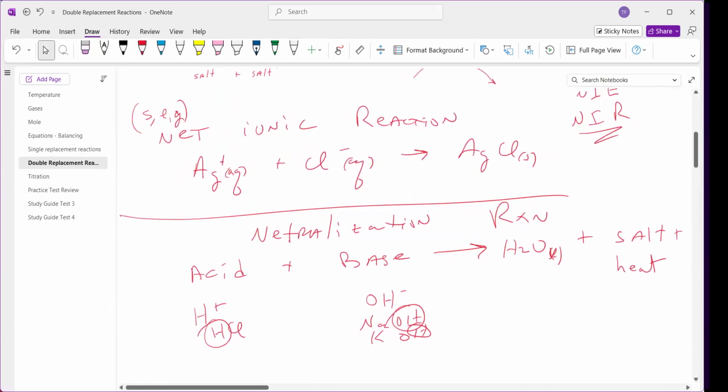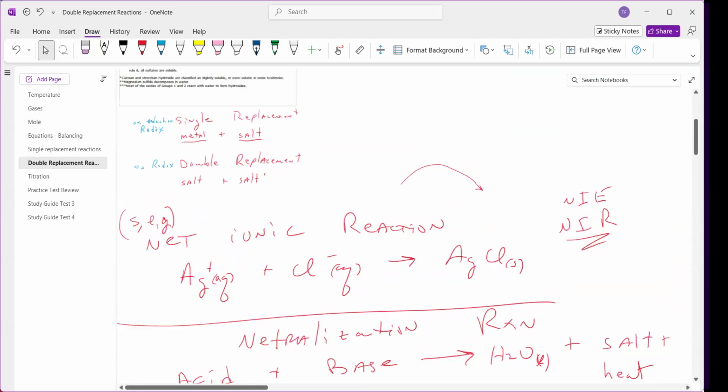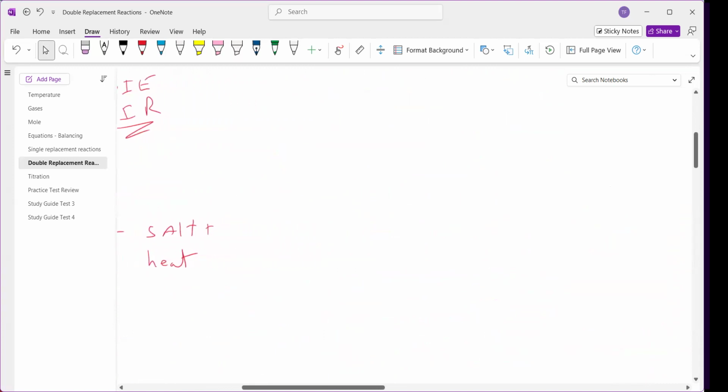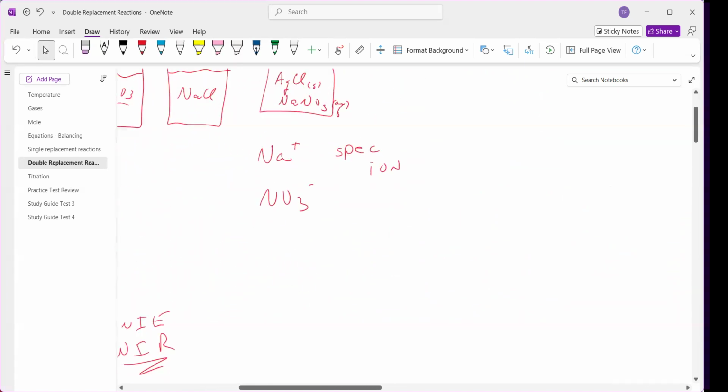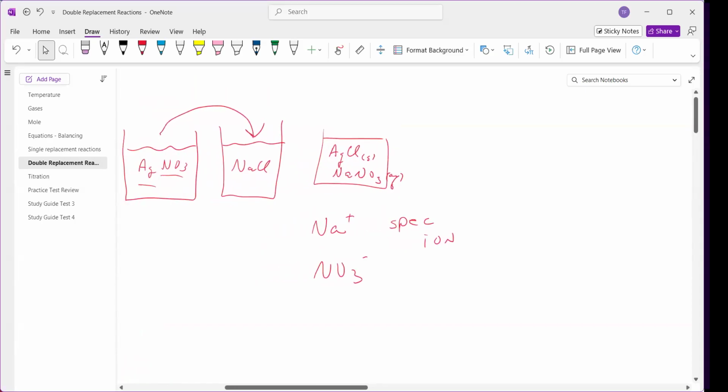Okay. So when you do a double replacement reaction and something happens, you're going to have to write something called a net ionic equation. Net is the key word there. So what did you make? In the case of, so what did we make here?